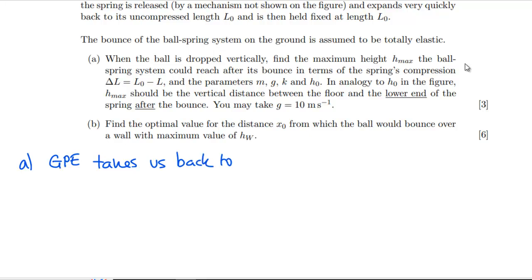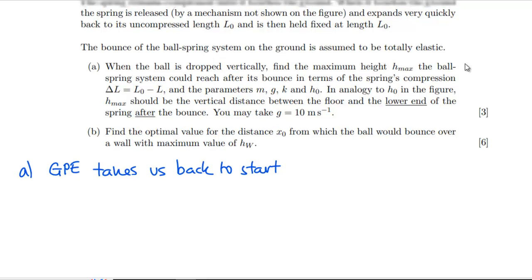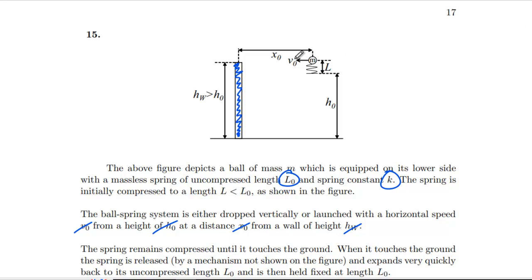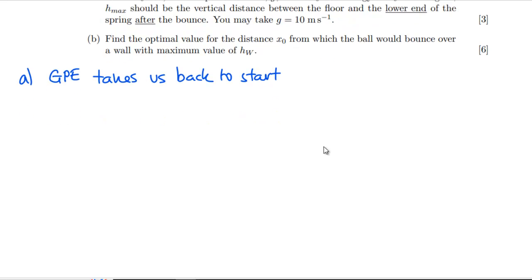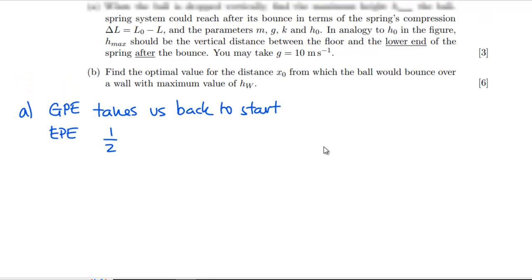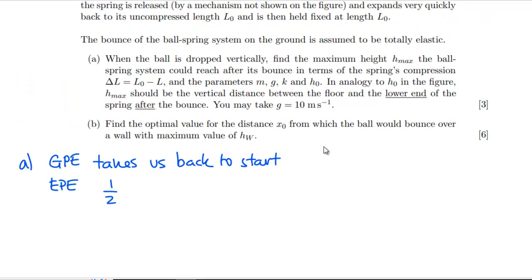Takes us back to start, because all of the work is going into the mass. The only mass is the ball, because the spring's got no mass. But the expansion of the spring is then going to give us, what was it? They were talking about delta L somewhere, weren't they? Yeah, L0 minus L is delta L.